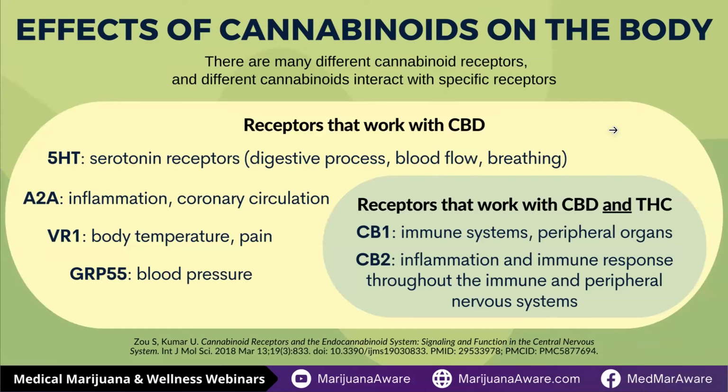Now, CBD also affects receptors other than the CB1 and CB2 receptors, which are associated with the endocannabinoid system. CBD actually works with a number of other receptors that can help your body. Absolutely. So the 5-HT1A receptor is the serotonin receptor that we already talked about. It also is going to attach itself to the A2A receptor, which is responsible for your inflammatory response and circulation throughout your body. The VR1 receptor, which is responsible for regulating body temperature, but also the sensation of pain in the body. And then the GPR55 receptor, which is responsible for regulating blood pressure in the body.